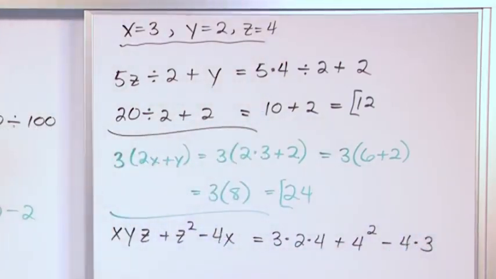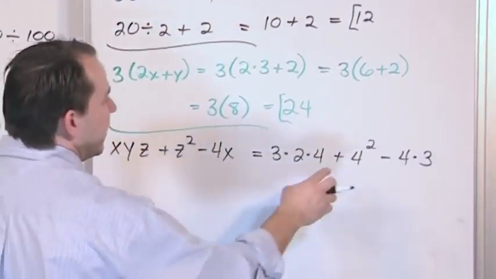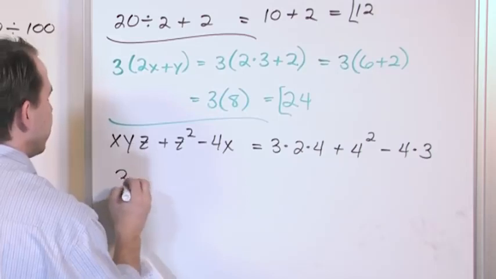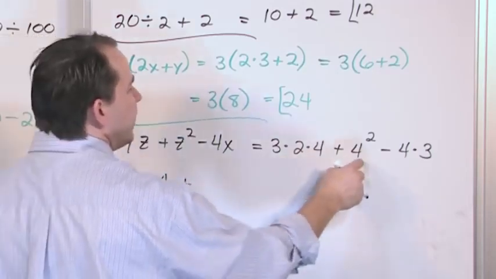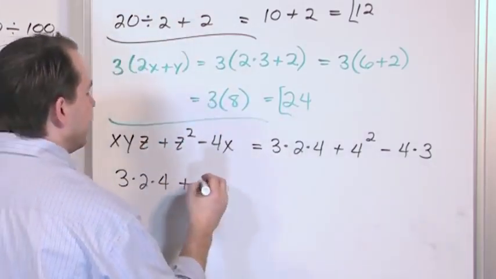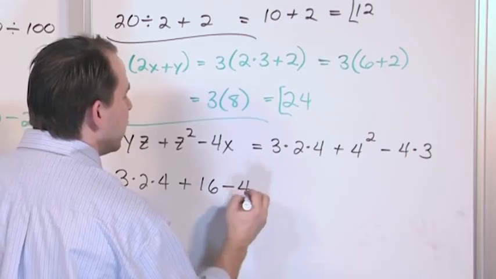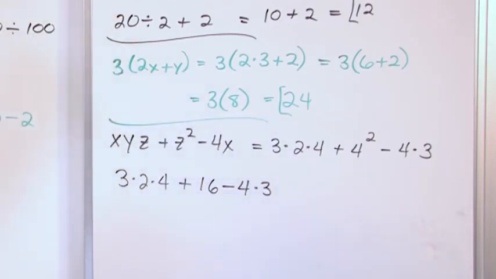So the first thing to check for is to see, do you have any parentheses? No, you don't. Do you have any exponents? Yes, you do. So do that one next. So we have 3 times 2 times 4. Don't mess with that stuff yet. What is this? 4 squared. 4 times 4 is 16. And keep everything else along for the ride. Don't do anything yet. Now we go back through it.